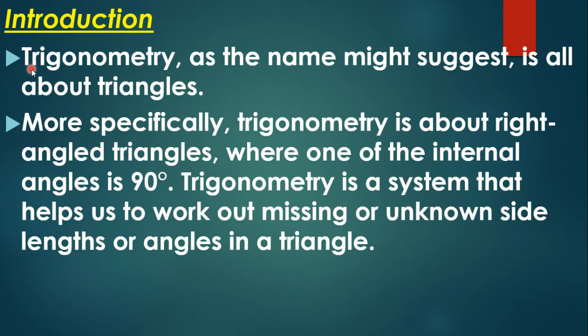More specifically, trigonometry is about right-angled triangles, where one of the internal angles is 90. Please remember, in a right-angled triangle, just one angle is 90 degrees and the other two are not. Trigonometry is a system that helps us to work out missing or unknown side lengths or angles in a triangle.